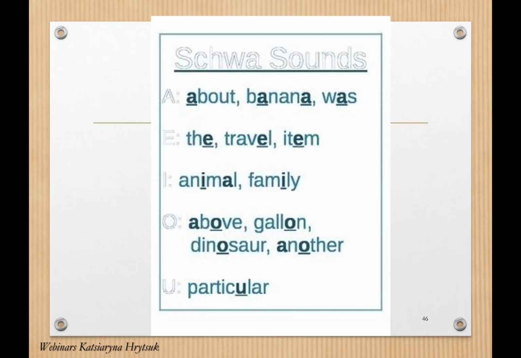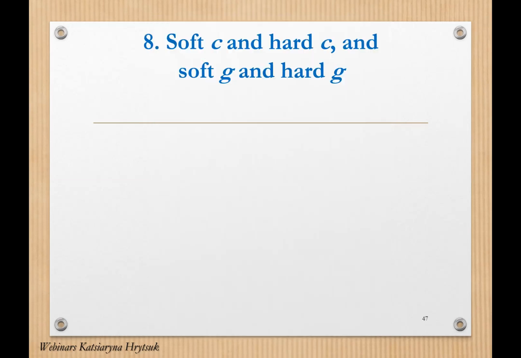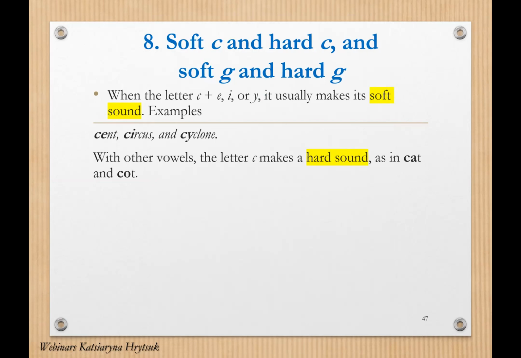Particular. Next rule. Rule 8. Easy. Soft C, hard K. Let's talk about this. When the letter C goes with I, E, or Y, it makes an S sound. So we read it as S. C plus E, it's S, scent. C plus I, it's S, circus, cyclone.